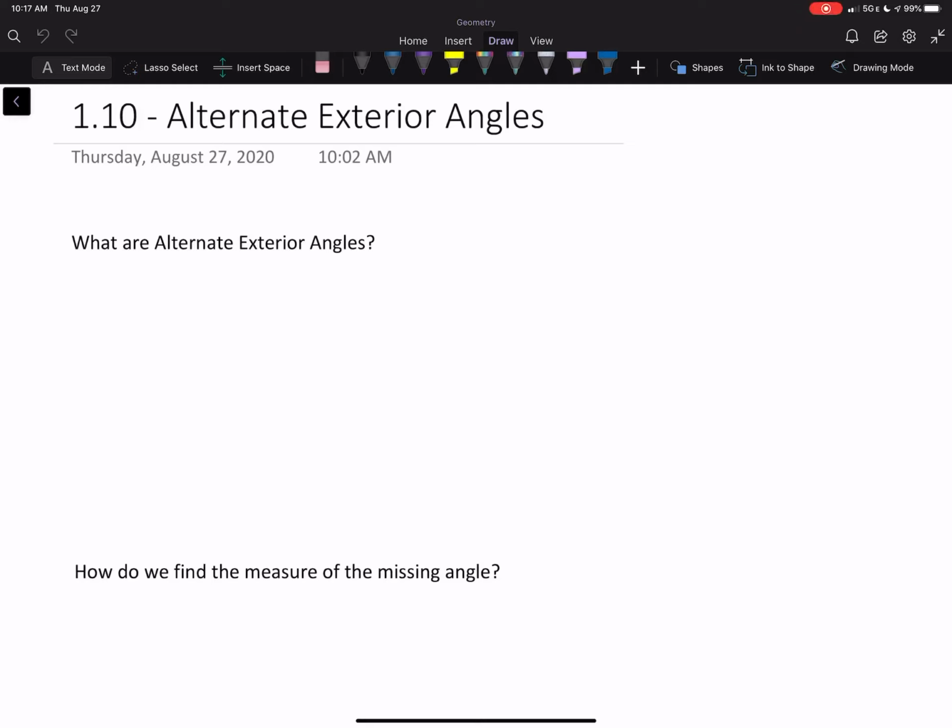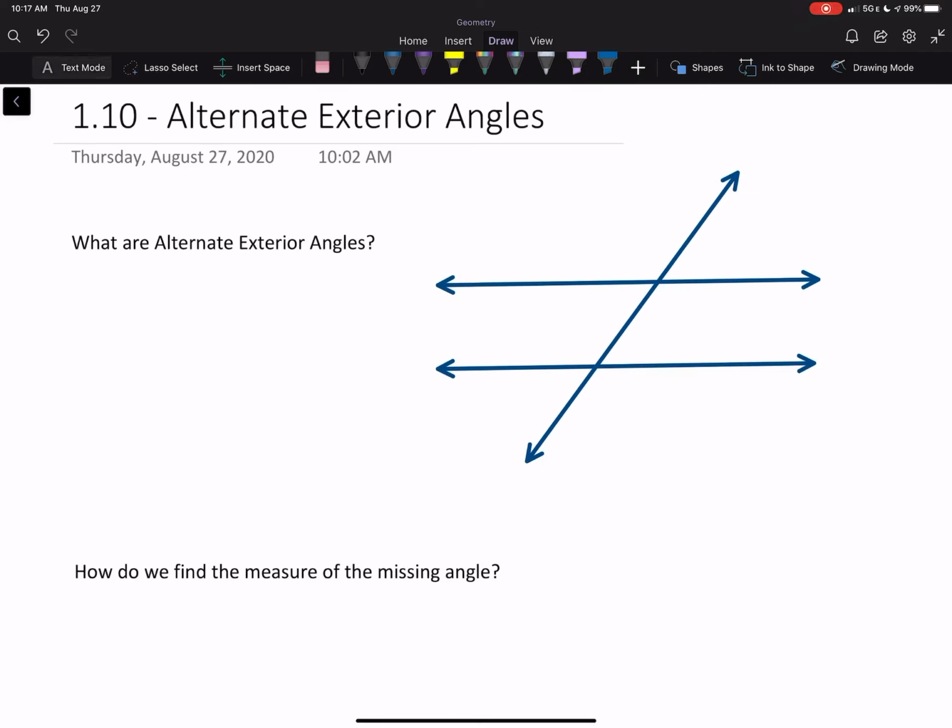Welcome to lesson 1.10, the 10th of the lessons in angles and lines. So here we are talking about alternate exterior angles, and these angles are going to be in reference again to our parallel lines. So let's go ahead and draw some parallel lines on here. Here's one line and here's another line, and they're pretty much parallel. And then as usual, we'll also do a transversal. All right, so these are our choices here, and alternate exterior angles.